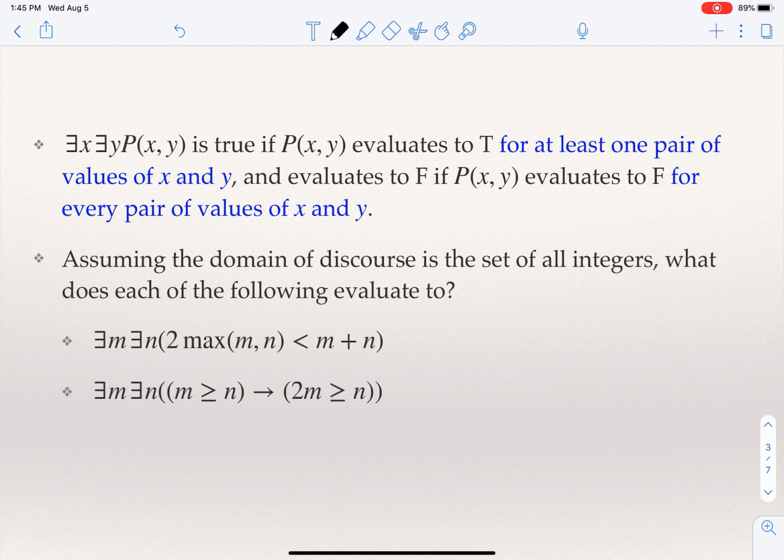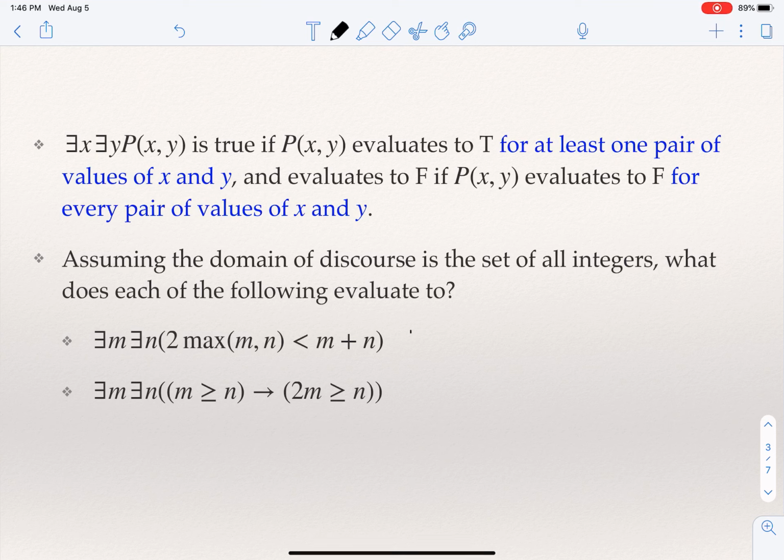So now we are saying, can you find two values of x and y, not necessarily different, not necessarily equal, two values from the domain of discourse, such that p of x, y is true? So, for example, let's look at this. There exist two integers, m and n, such that 2 times the max of these two numbers is smaller than m plus n. As we said on the previous slide, it's impossible to find two integers whose sum is greater than 2 times the max of this.